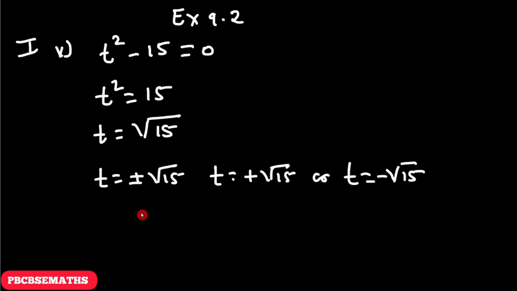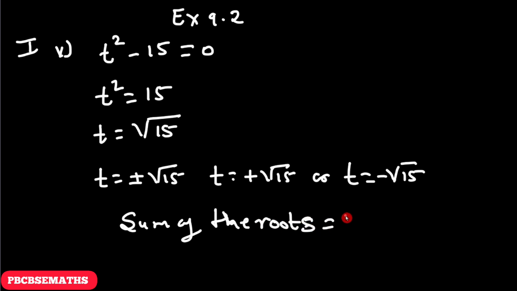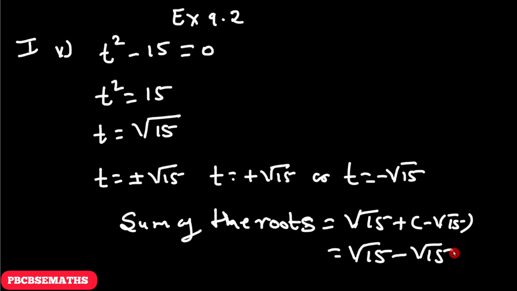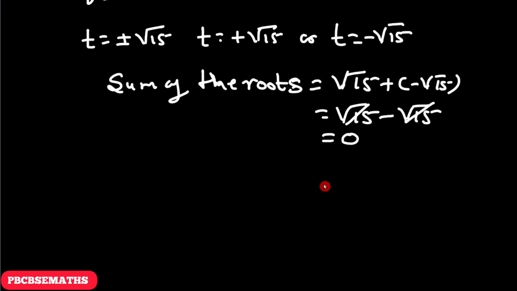Let's first find out the sum of the roots. Sum of the roots is equals to root 15 plus minus root 15, in which plus root 15 and minus root 15 get cancelled. At last we are going to get 0. So sum of the roots or sum of the zeros is equals to 0.